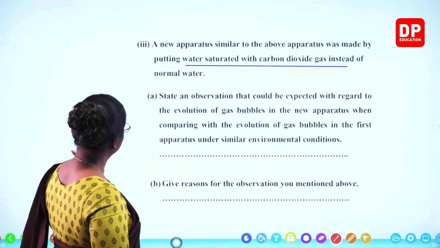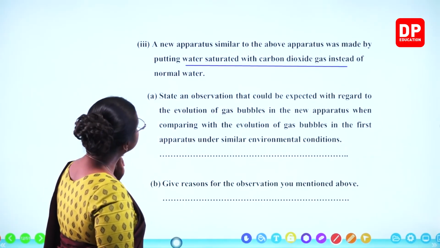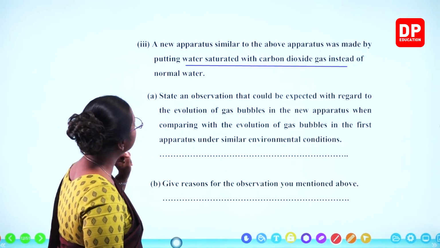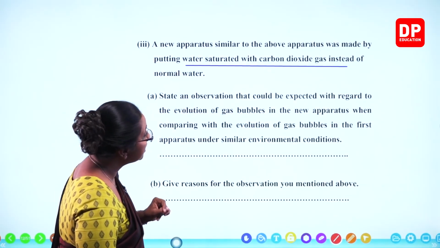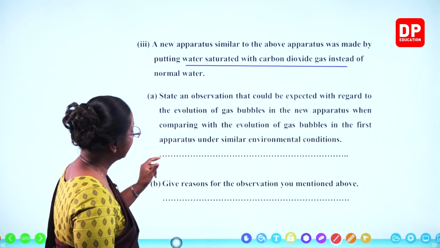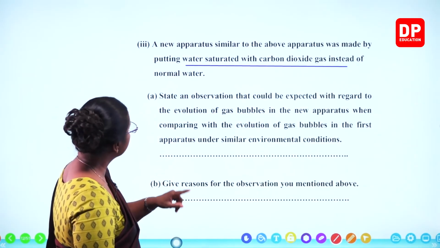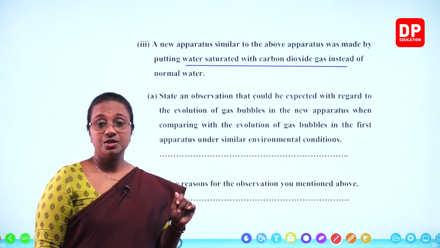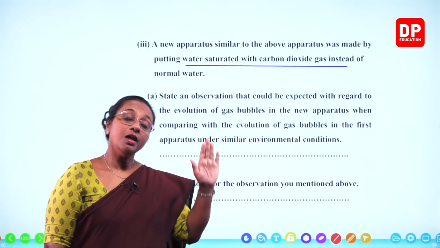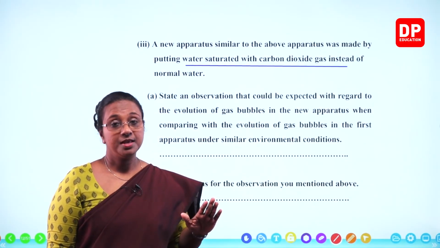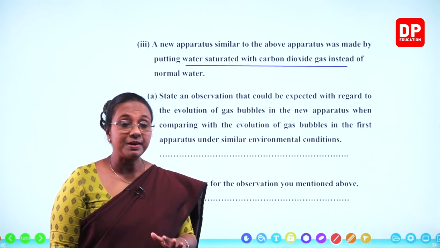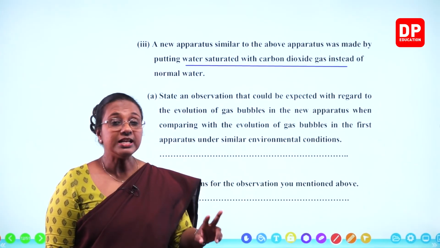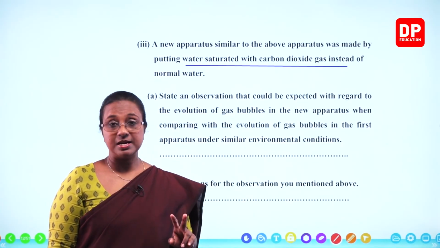Then we look at the questions. A part: state an observation that could be expected with regard to the evolution of gas bubbles in the new apparatus when comparing with the evolution of gas bubbles in the first apparatus under similar environmental conditions. So what do you think? All the other factors are the same. Sunlight, water, the same plant, everything is the same. Room temperature, all are the same. The only difference is the amount of carbon dioxide.